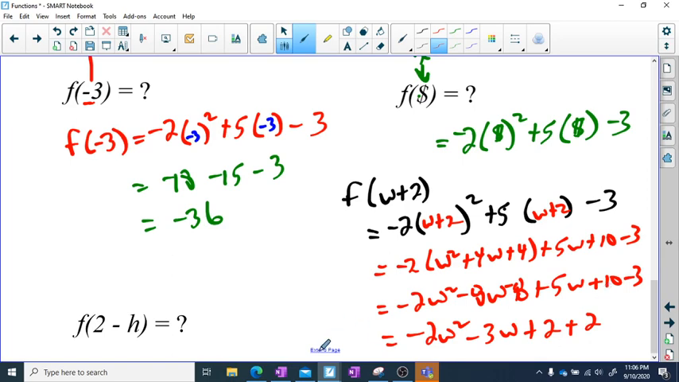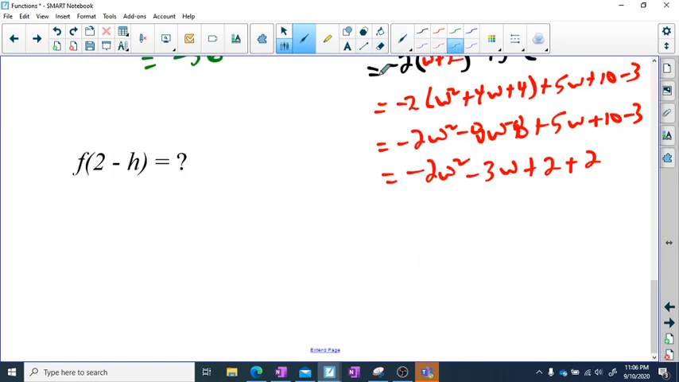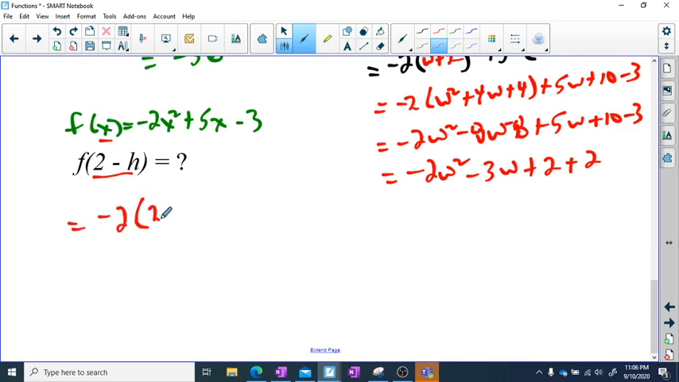Alright, so again we'll use the same function. This is your function, f of x is equal to negative 2x squared plus 5x minus 3, I think at the end, minus 3 was our function. So if I wanted to find f at 2 subtract h, it's telling me put 2 subtract h where the x is. So it would be negative 2 subtract h squared plus 5 onto 2 subtract h minus 3.